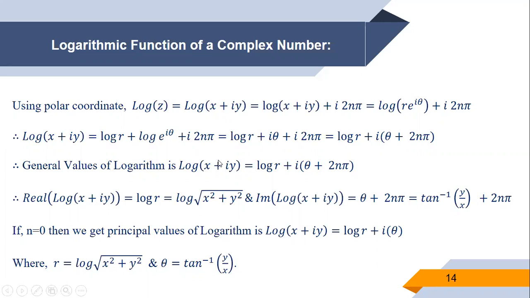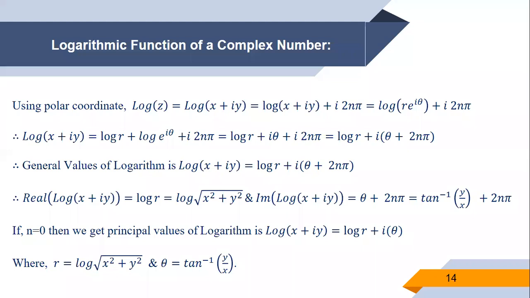And the imaginary part of log(x + iy) is theta plus 2n pi. Theta, we know, is tan inverse y by x, plus 2n pi. Now, in the general value of the logarithm, if we consider n equal to 0, then we get the principal value of the logarithm. So the principal value we write as log(x + iy) = log r + i theta.